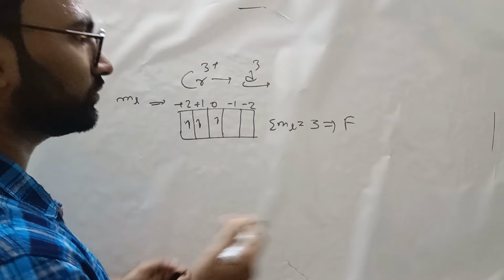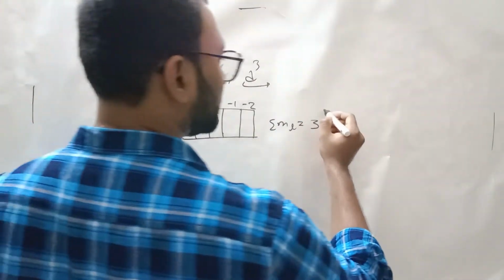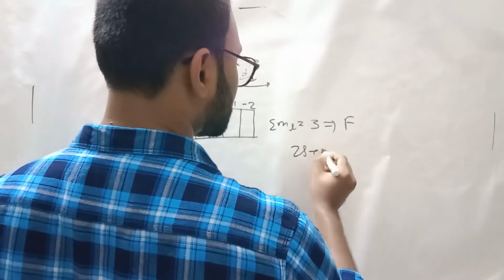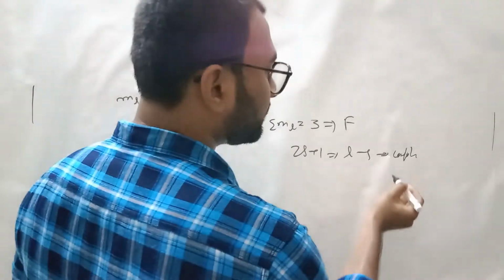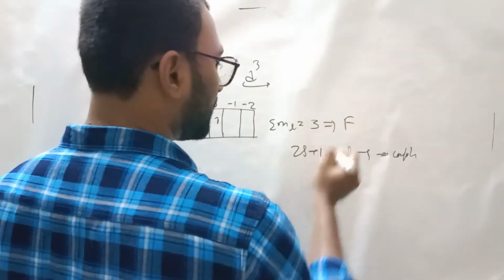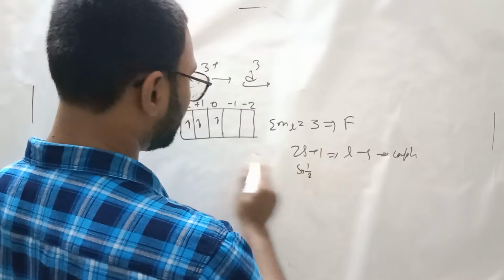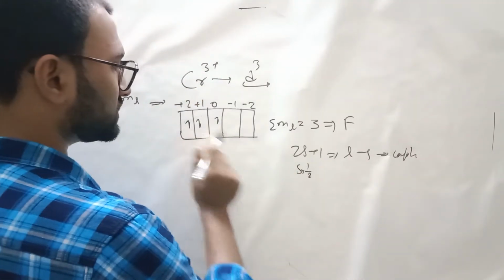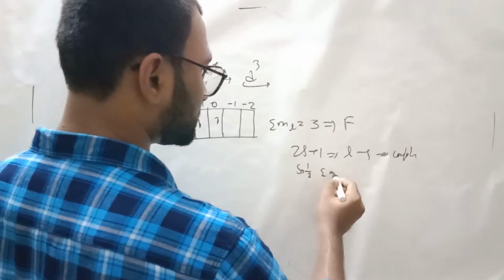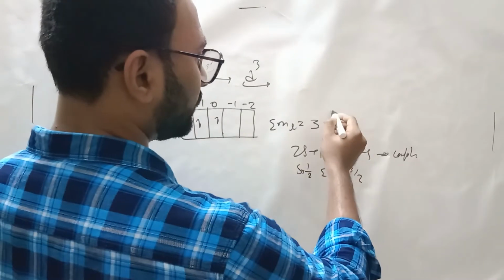Now for generating the LS coupling, we take 2S plus 1. So this comes from the LS coupling. We have discussed earlier that spin has a half value. So there are 3 odd spins, so total ms equals 3 by 2. So total it will be 4.